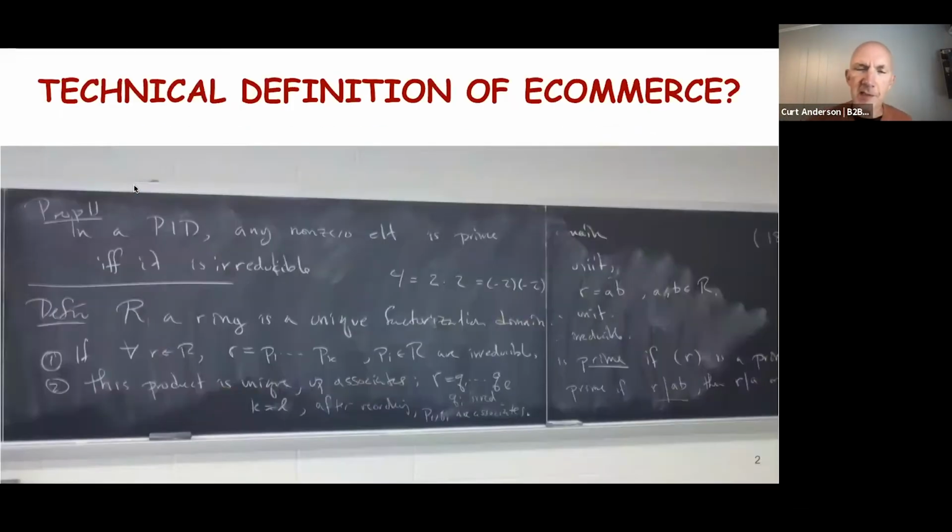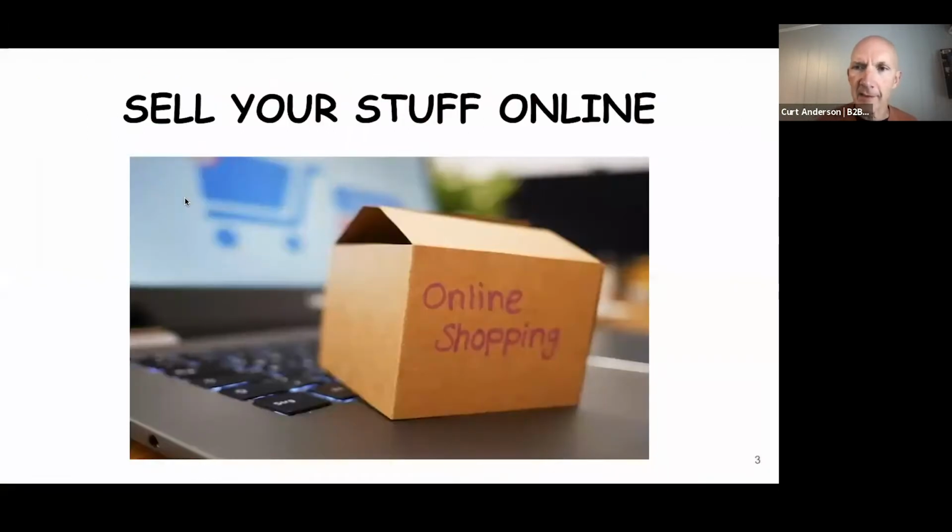So as Craig said, this is part 2 of our e-commerce program. We did part 1 back in June. That was like ages ago. This is part 2, so we want to get a little more technical. So I want to talk to you about the technical definition of e-commerce. The technical definition of e-commerce is exactly this: sell your stuff online, right? We want to sell your stuff online as profitably as possible, right?